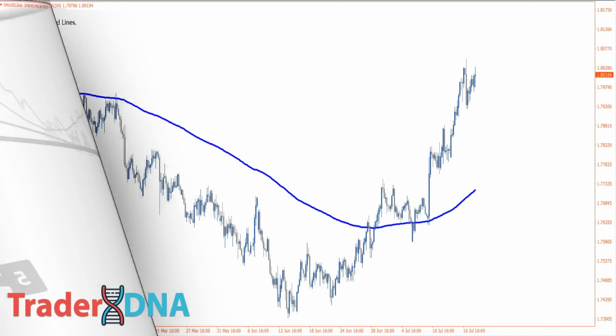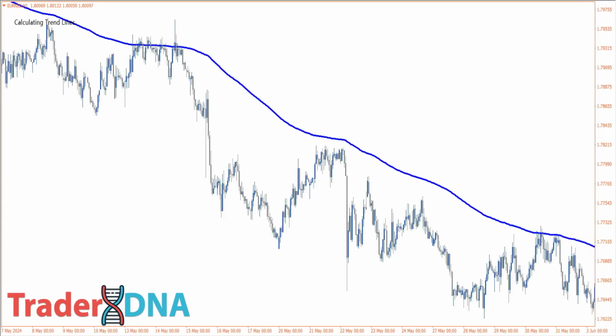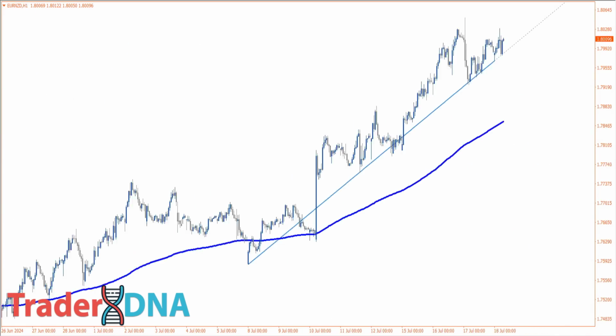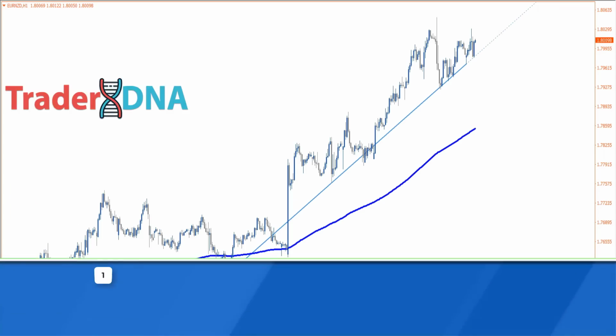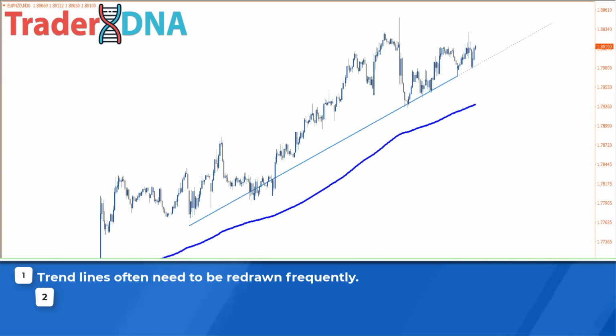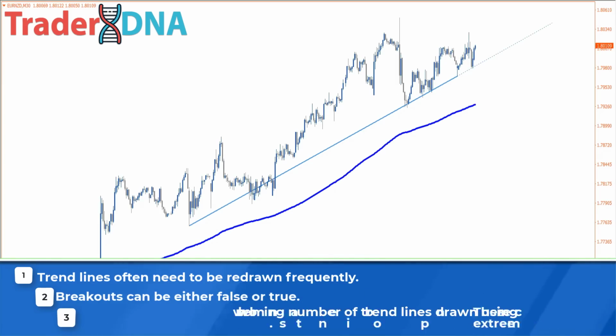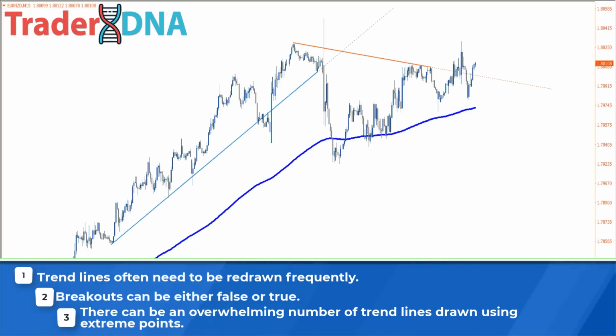So, trend lines are essential tools in classical technical analysis and are used by almost all traders because they are easy to draw and very effective. However, they can also lead to confusion among traders due to a few reasons. First, trend lines often need to be redrawn frequently. Second, breakouts can be either false or true. Third, there can be an overwhelming number of trend lines drawn using extreme points. As a result, drawing a reliable trend line can be challenging for both experienced and new traders.